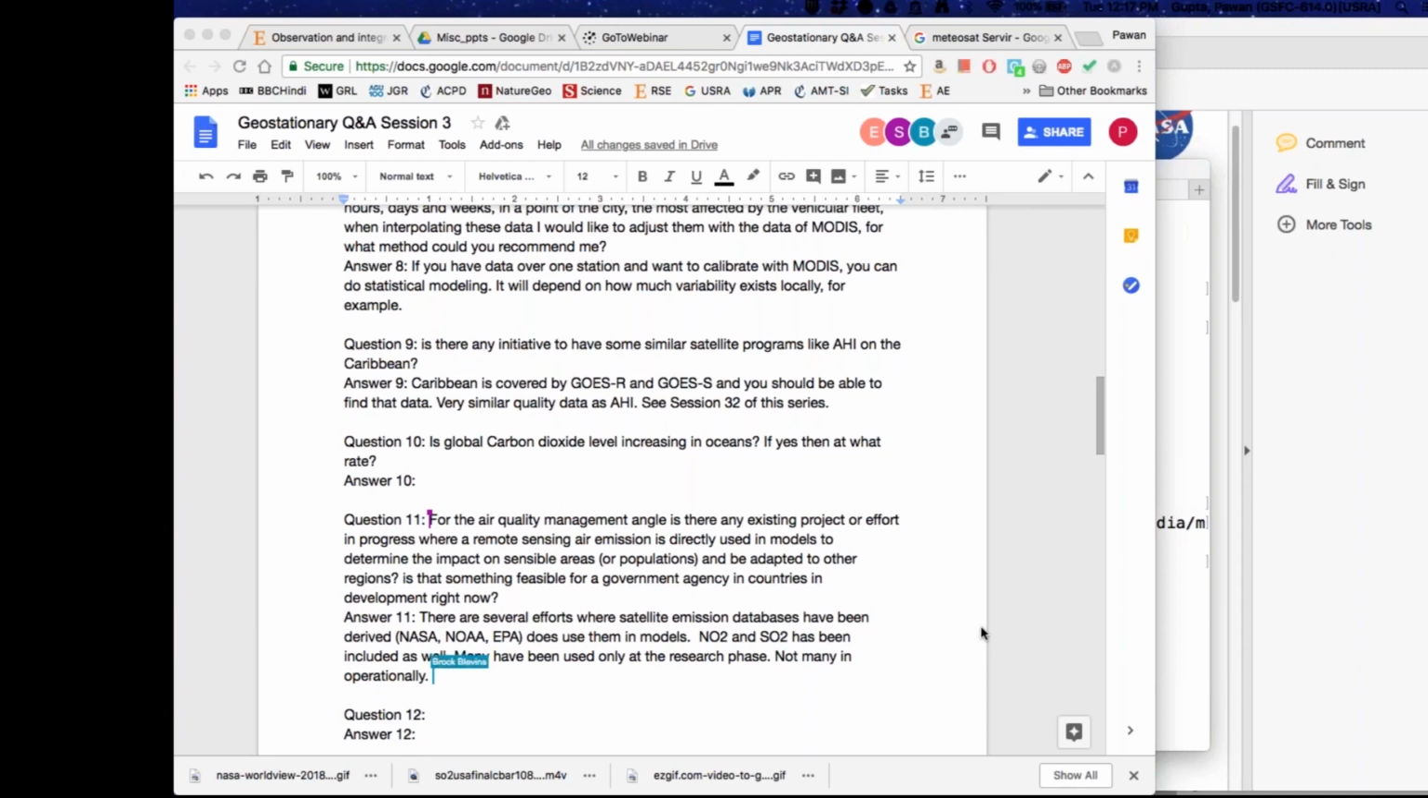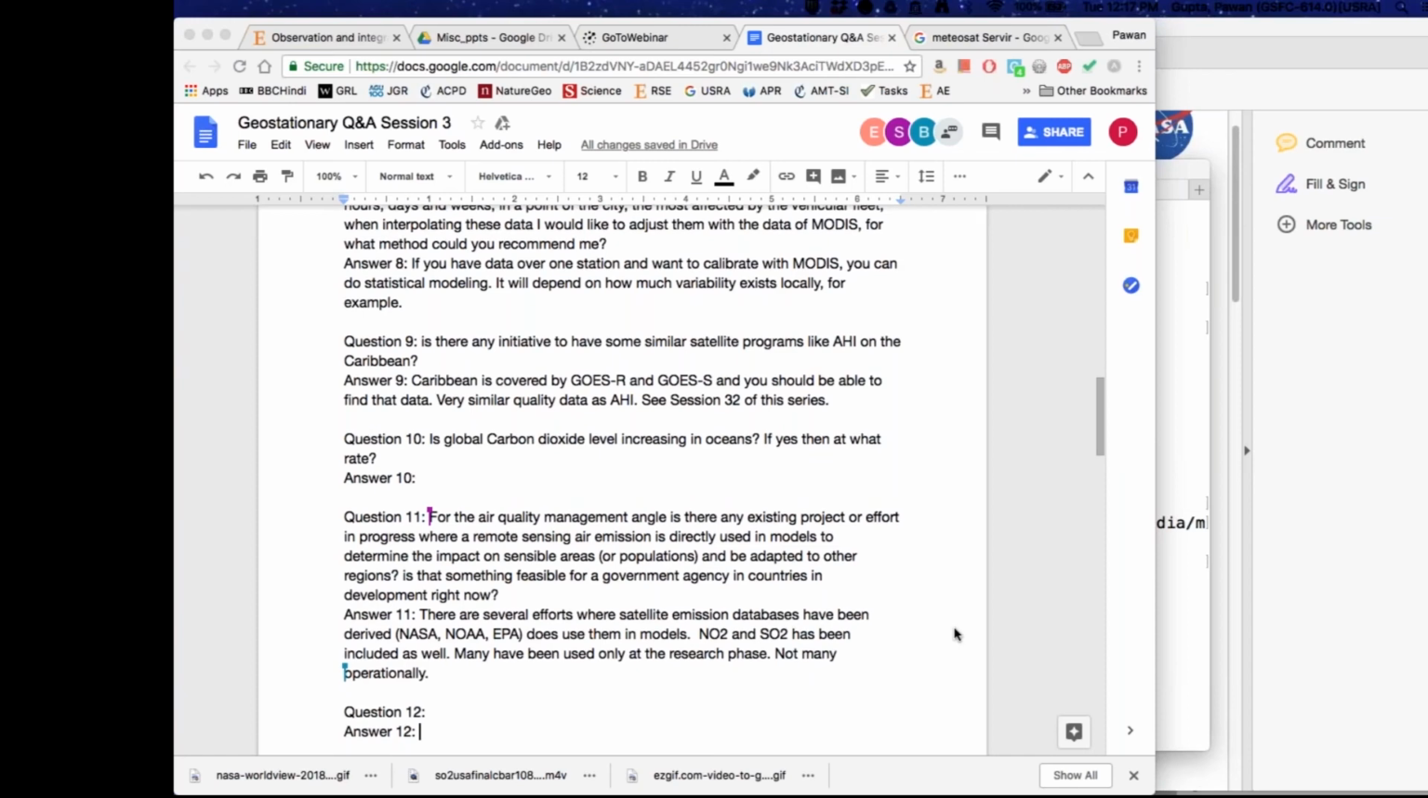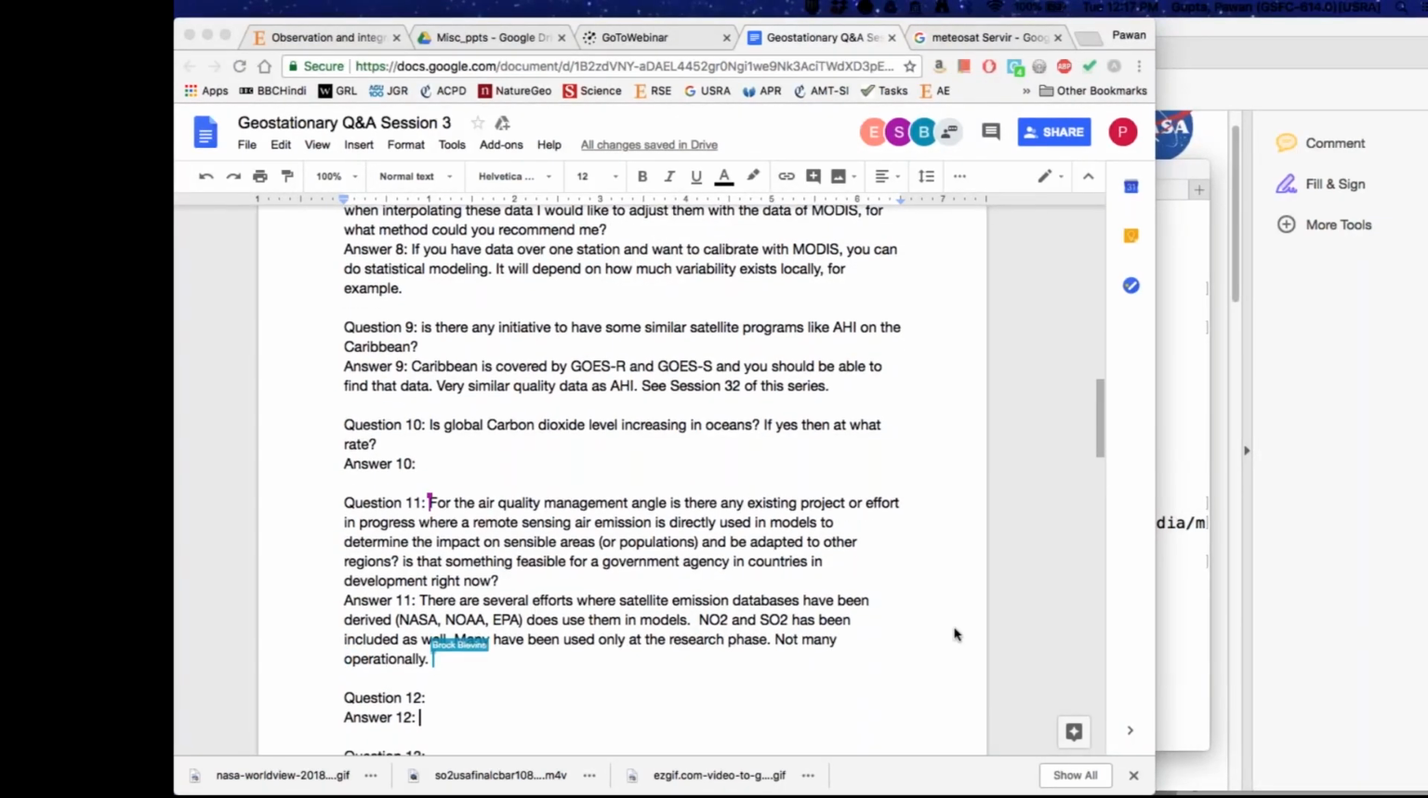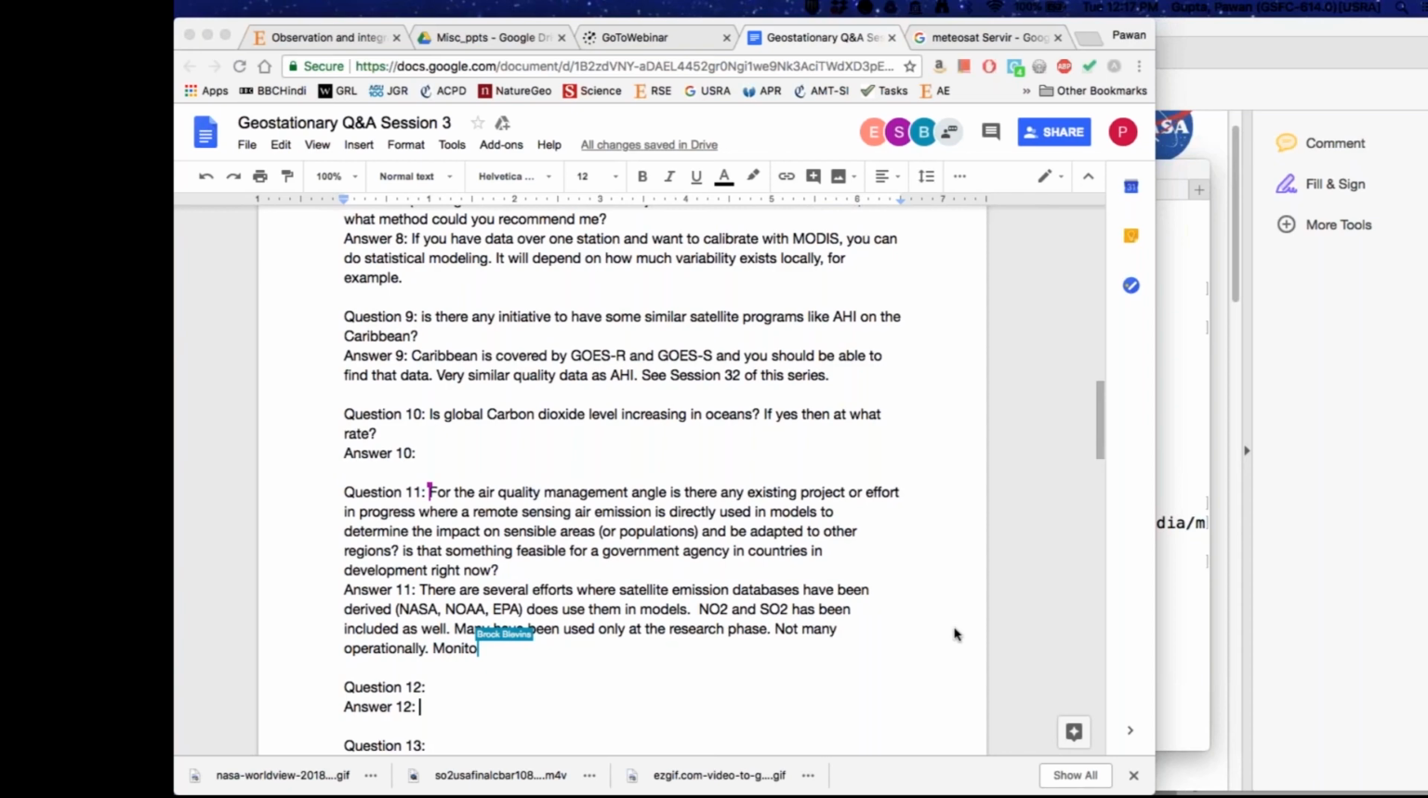Currently, a lot of these efforts have been at the research scale. Not many agencies have adopted them in an operational sense. Some of them have done it in an operational sense, but there is still room for evaluation and for understanding the satellite data and how it can be used for regulatory purposes. People are using it for monitoring purposes, but not for regulatory purposes.